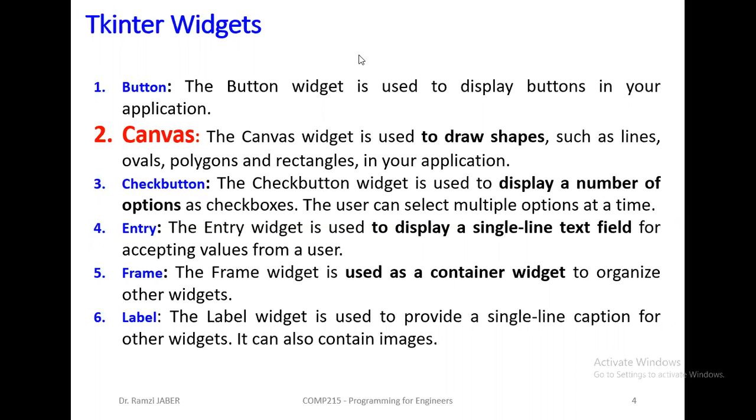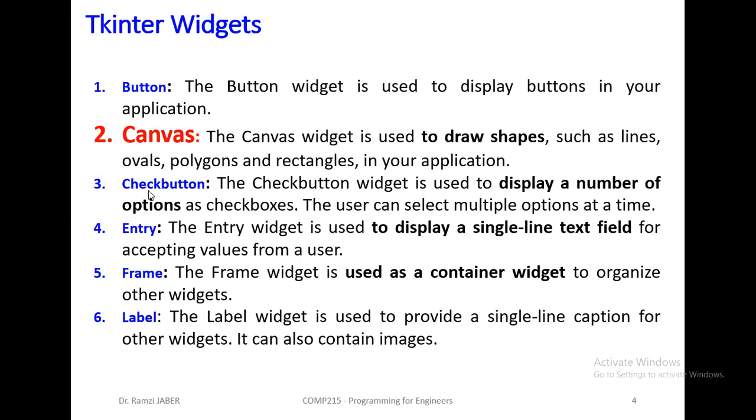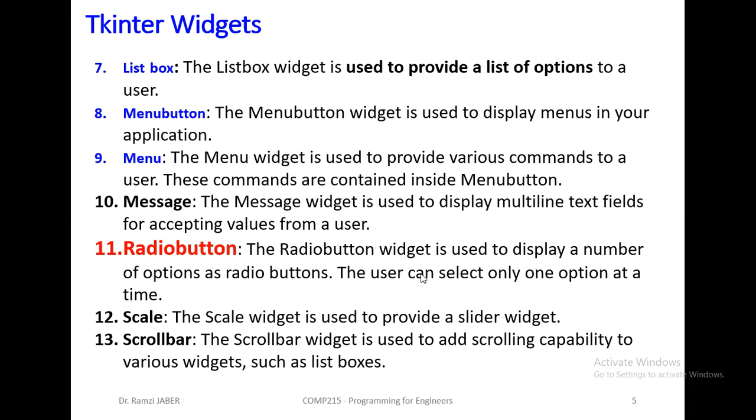Now, Canvas, it's very important in Python, especially in the Tkinter widget. The Canvas widget is used to draw shapes, such as lines, ovals, polygons, rectangles, and others. Radio button is used to display a number of options as radio buttons. The user can select only one option at a time. With the check button, the user can select multiple options at a time. With the radio button, the user can select only one option at a time, okay? And we will put here some function examples.